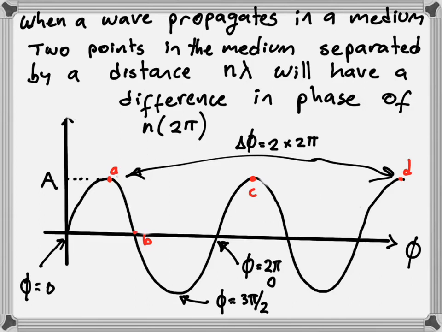What we can see here is that when a wave propagates in a medium, two points in the medium separated by a distance n lambda, where n is 1, 2, 3, any integer number of lambda, will have a difference in phase of a multiple of 2 pi. So if two points, for example A and D, are separated by 2 complete wavelengths, so 2 lambda, then the difference in phase between those two points is 2 times 2 pi, which gives you 4 pi. Every difference in distance of lambda in a wave corresponds to a difference in phase of 2 pi.